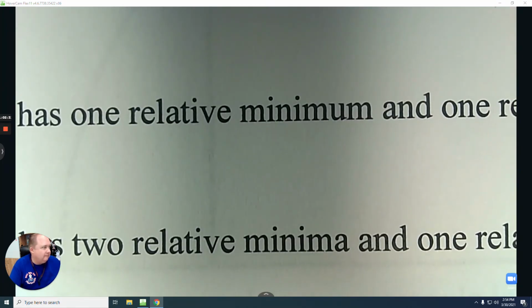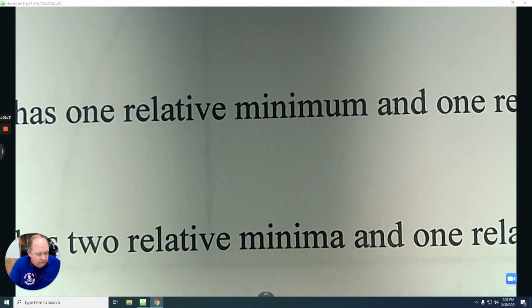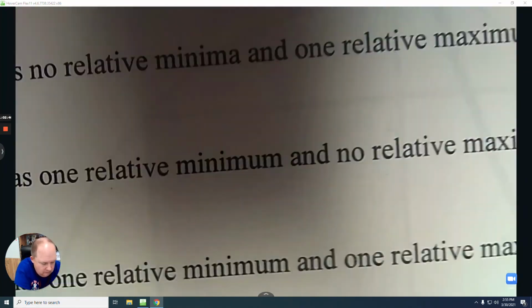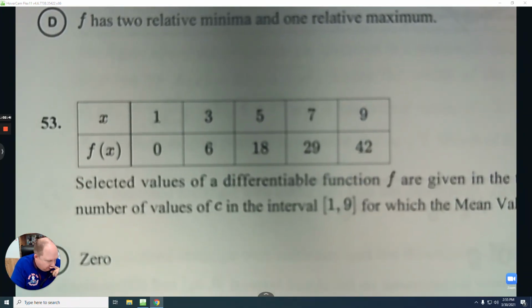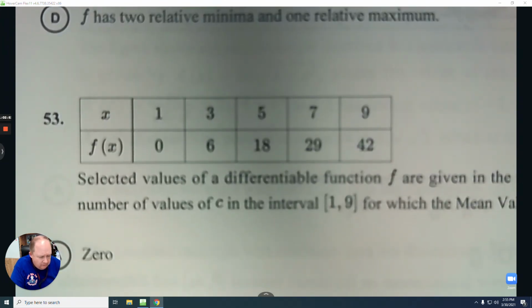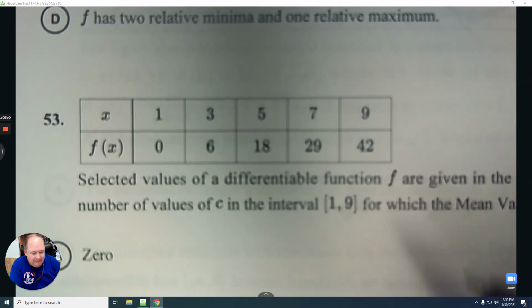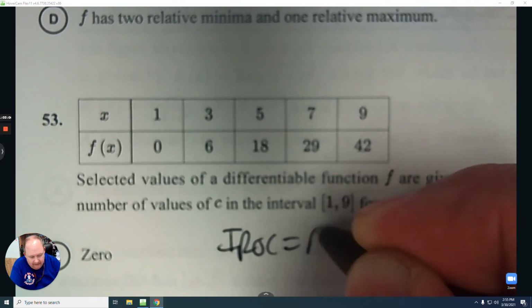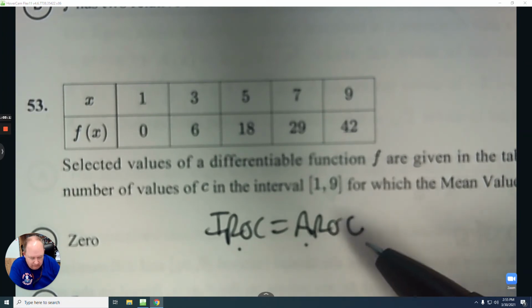Number 53. And it says selected values of a differentiable function are given. What is the fewest possible number of values of c in the interval from 1 to 9 for which the mean value theorem guarantees the derivative at c is equal to 6? So the mean value theorem has to do with IROC equaling AROC. That's what we're talking about. The derivative compared to the algebra version of slope.